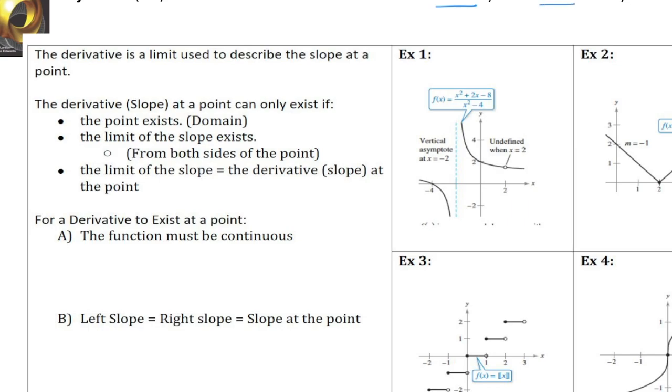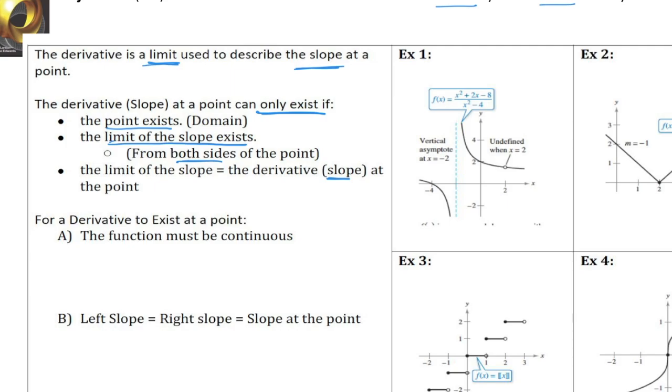So let's talk about differentiability. A derivative is actually a limit. The derivative is used to describe the slope at a point. For the slope at a point to exist, there are a couple of conditions that must occur. The point must exist. The limit of the slope must exist. Now you've got to come from both sides for that. But not only that, the limit of the slope has to equal the derivative or the slope at that point.